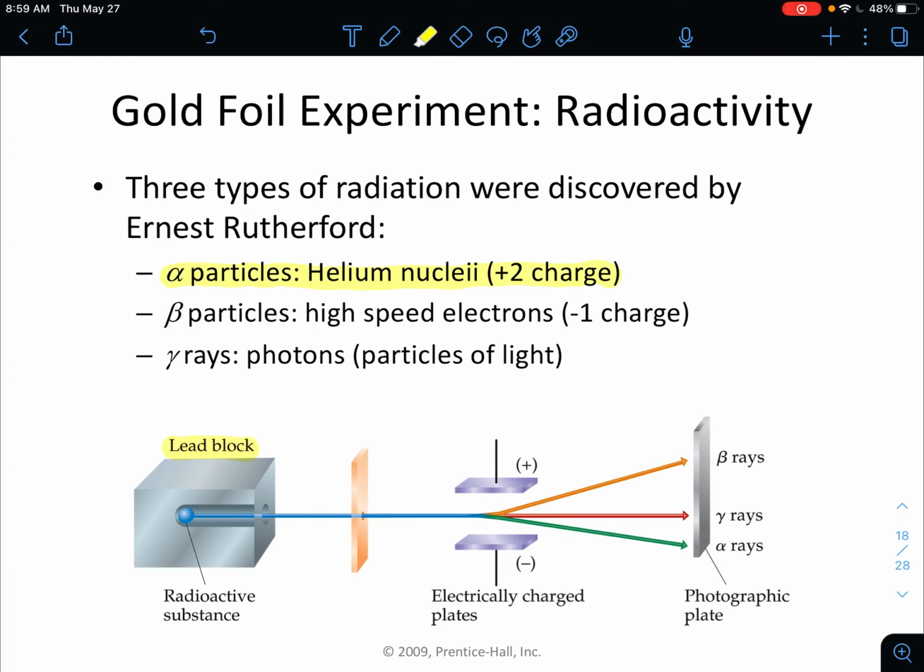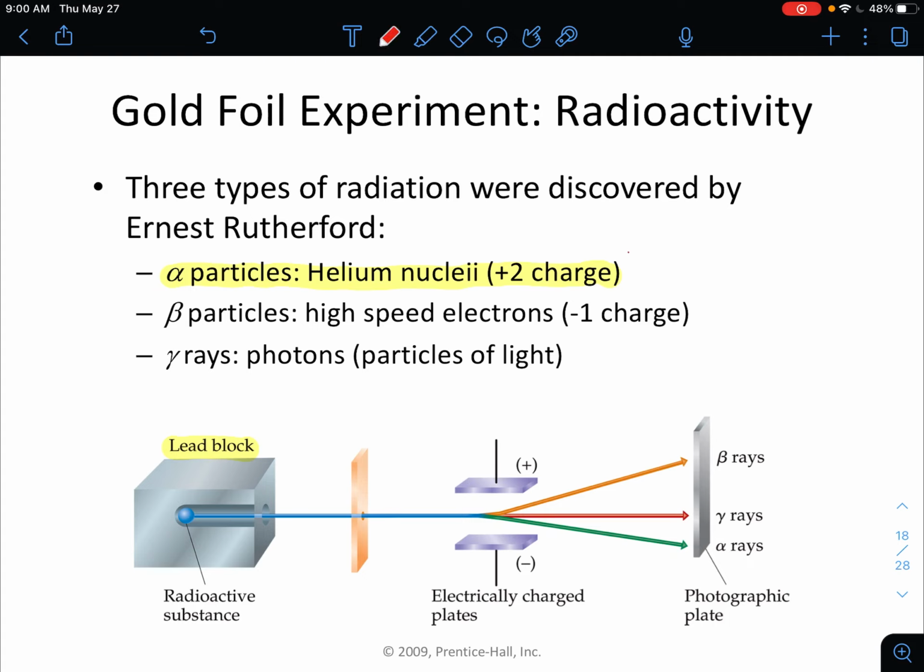Rutherford found three particles. Alpha particles, which are what we're interested in, that are positively charged and have a mass substantially larger than an electron. There's also beta particles, which are really just electrons themselves that are being released through radioactive decay. And then the third radioactive decay particle, I guess we can call it, that was observed are called gamma rays, and those are photons of light. So those are just particles of light.